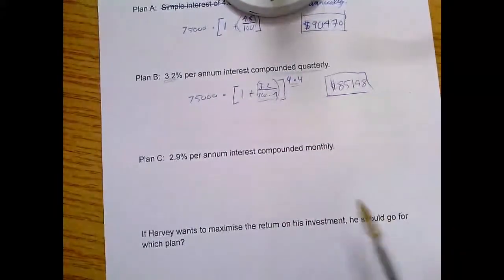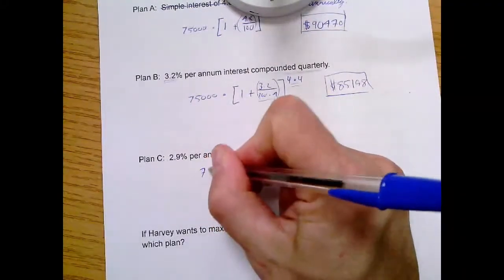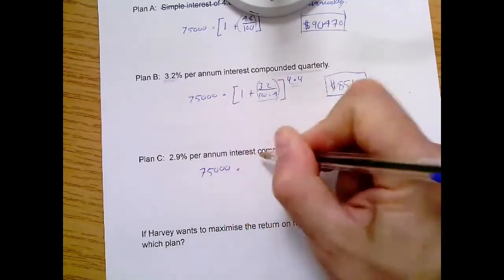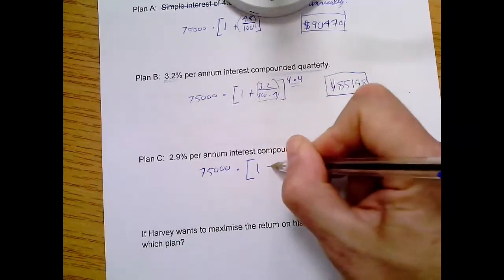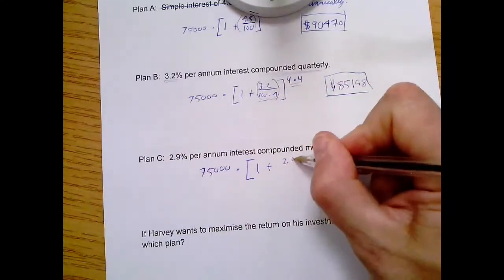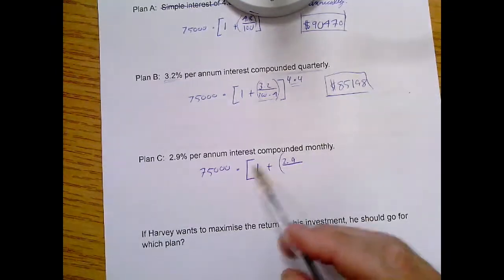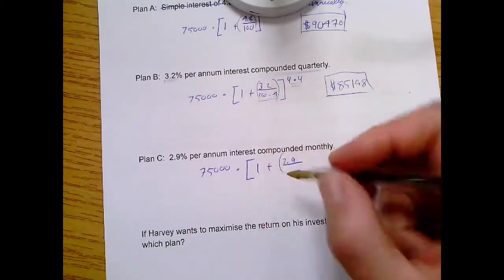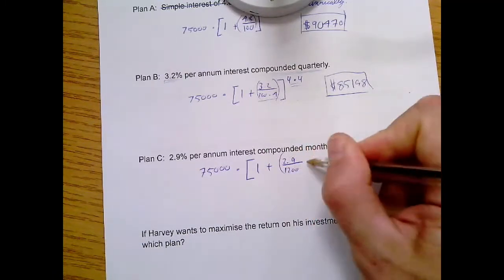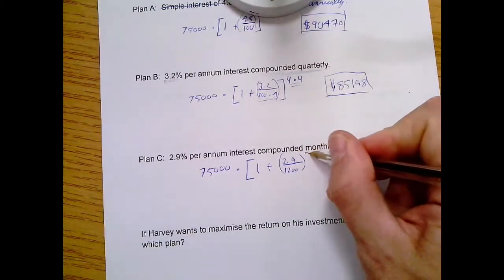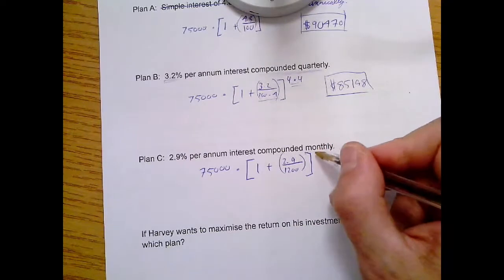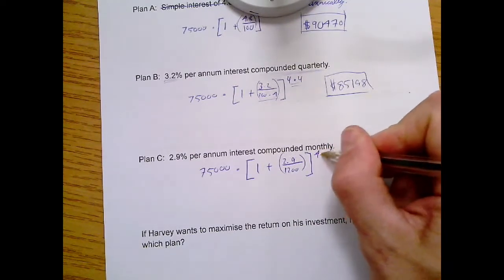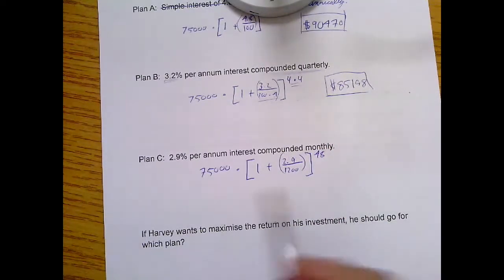There we go. Okay, same idea. Principal value or present value, 1 plus, this one's going to be 2.9% divided by, now it's compounded monthly. That means 12 times a year. So 12 times 100 is 1200. Then you've got 4 years times 12, so 4 times 12 is 48. There we go. This is our formula.